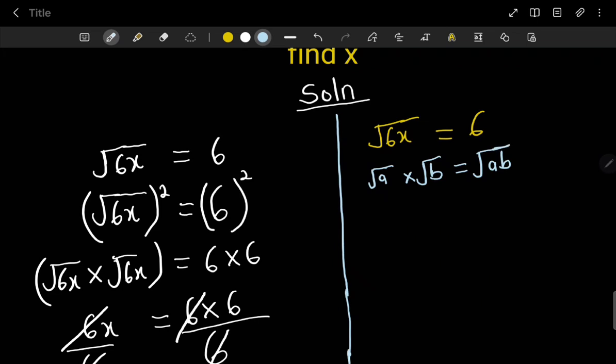Okay, you've understood what I mean, right? Because we are going to use that same logic with this. Now, let me clean it. Okay, so this square root of 6x is the same as square root of 6 times square root of x. Okay, if you multiply this, you get this, right?